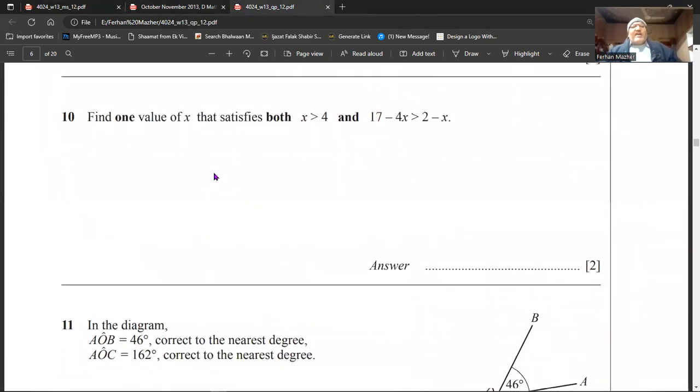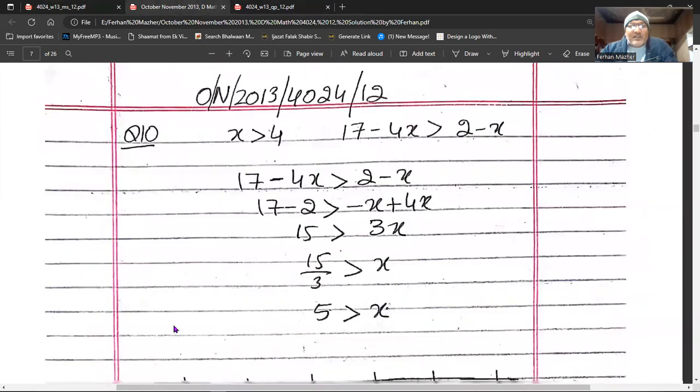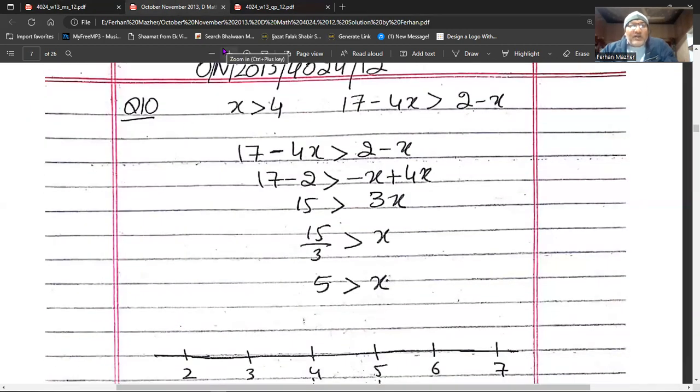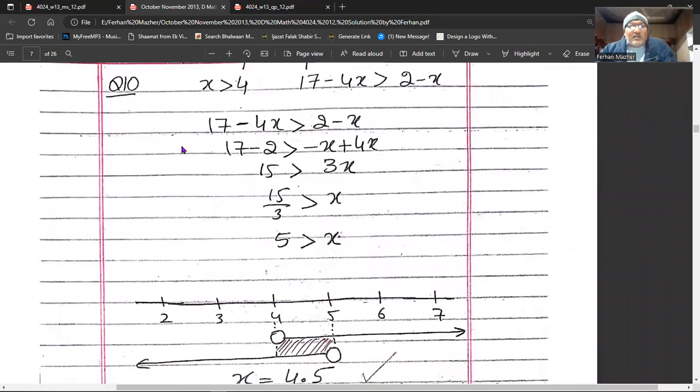Question number 10, he says, find one value of the x that satisfies both x is more than 4, and then we have an inequality here, 17 minus 4x is greater than 2 minus x. I will solve this, and then we will see. So here we have two inequalities, so we have 17 minus 4x is greater than 2 minus x. 17 minus 2 is greater than minus x plus 4x. So 15 is greater than 3x. So 15 divided by 3 is greater than x. So 5 is greater than x. So in other words, x is less than 5.